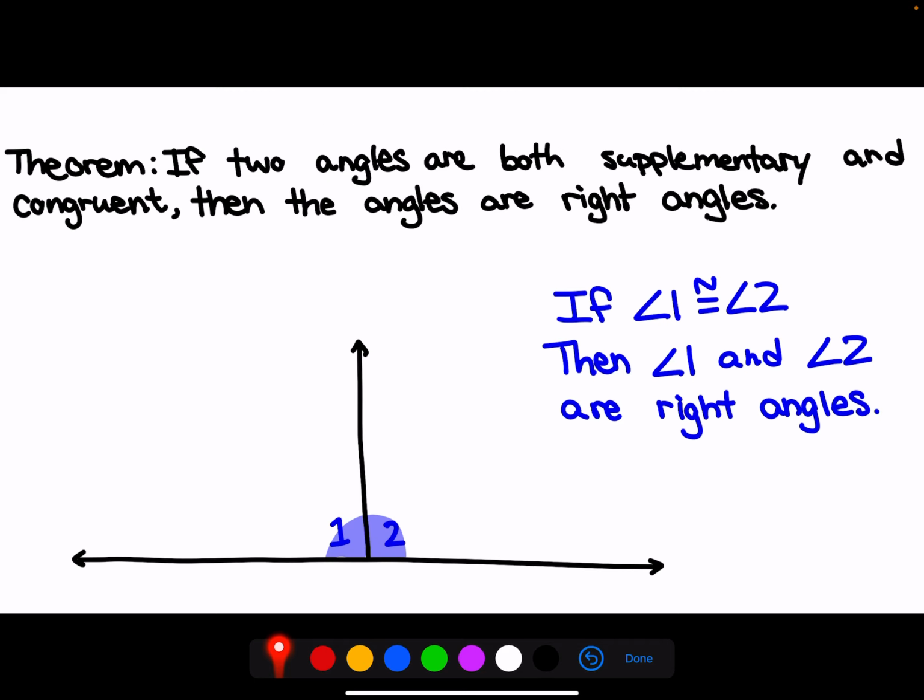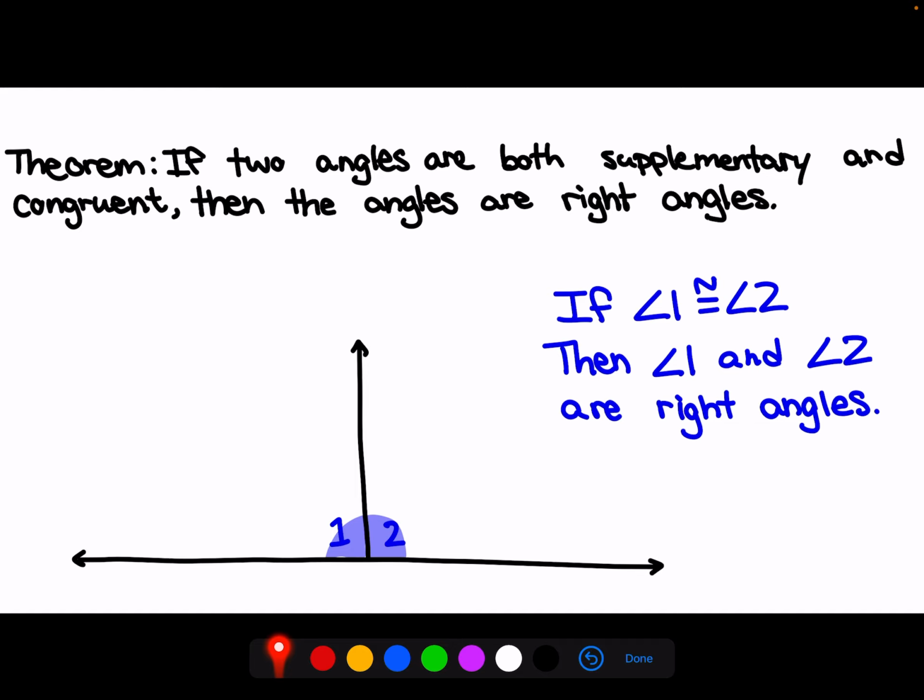To get started, we have our first theorem. This is our right angle theorem. It states, if two angles are both supplementary and congruent, then the angles are right angles. So if angle 1 is congruent to angle 2, then angle 1 and angle 2 are right angles. For this, first off, I know that these angles are supplementary because they form a straight line, and I know that straight lines have 180 degrees. By definition, supplementary angles are two angles whose sum is 180 degrees.